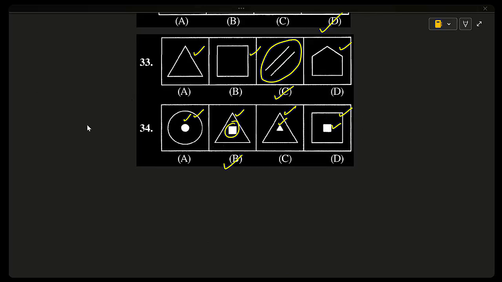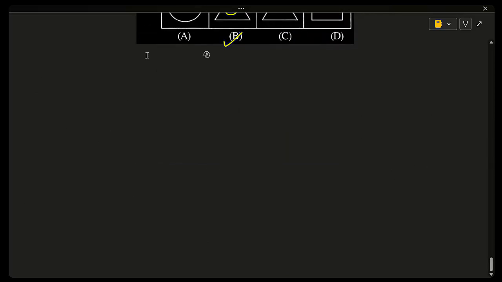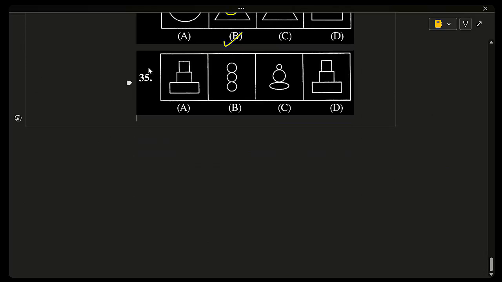So the last question in this part, the 35th one. Small, medium, large. Small, medium, large. Small, medium, large. But all are having the same size. Option B. So students, if you have doubts in this, you can raise a hand.